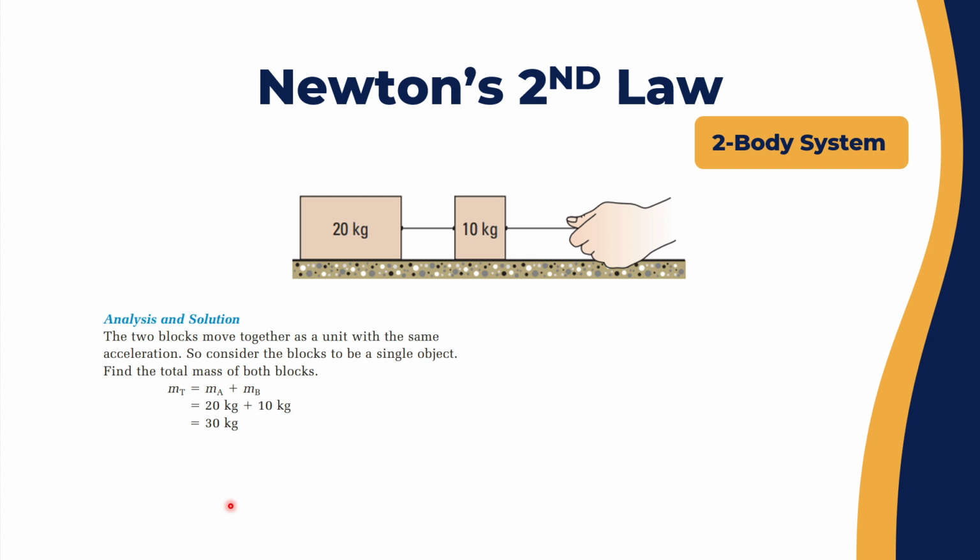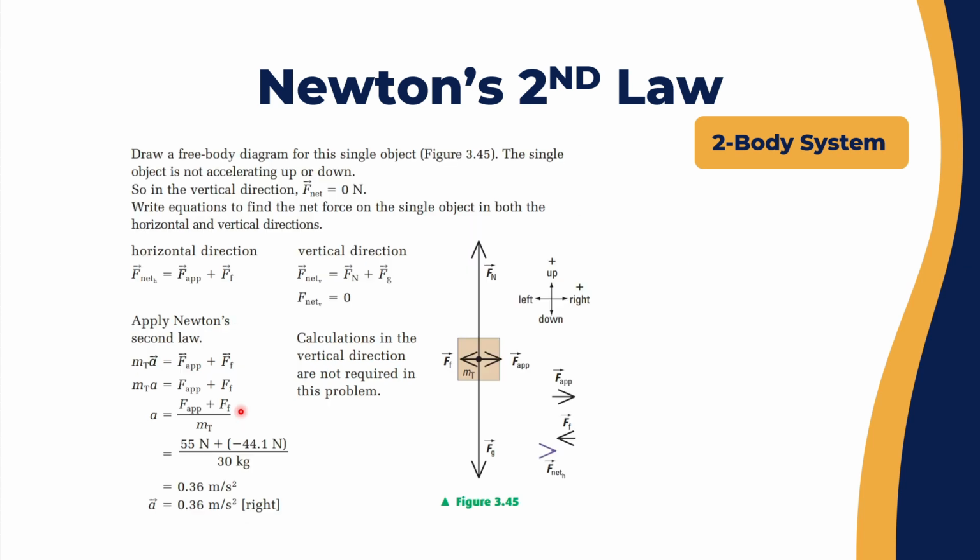So what we analyze: we find the mass of the system, or the total mass, which in this case equals M_A plus M_B. 20 plus 10 gives you 30 kilograms. Then of course you start with a free body diagram. In the vertical direction there is no motion, all the motion is in the horizontal direction. So F net vertical equals 0 newtons. We can say here F net horizontal equals F plus F friction. For the vertical forces, F normal plus F g equals 0.